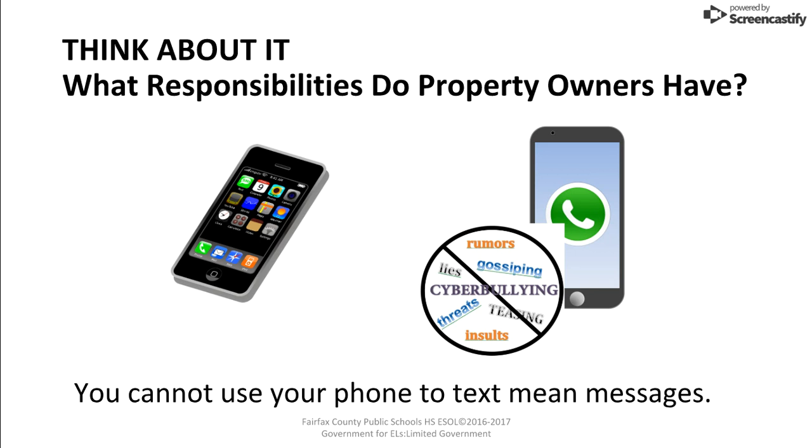So, what responsibilities do property owners have? You cannot use your phone to text mean messages. So, you can't be a bully. You can't do things that are illegal on your phone and text people bad things. So, the government does limit what you can do on your phone.